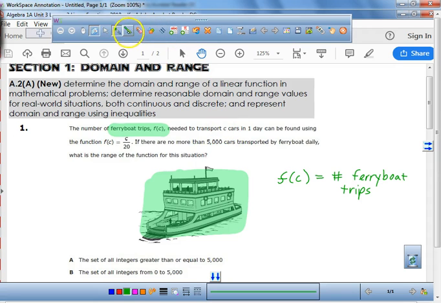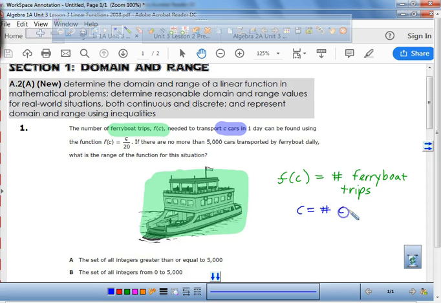Now, what goes on the ferry boat? People and cars. So right now I'd like you to write C equals the number of cars that go on the ferry boat. F of C is the number of trips, C is the number of cars.